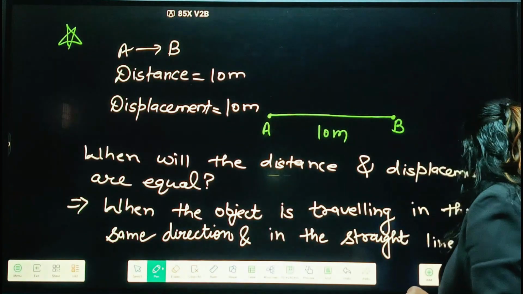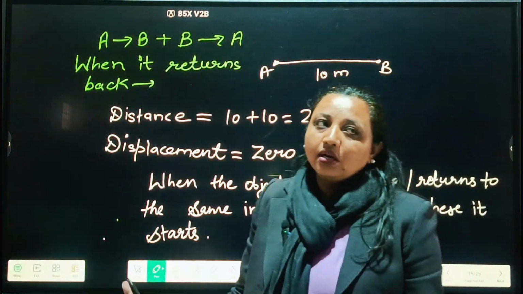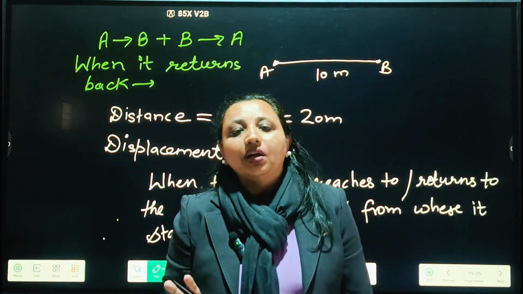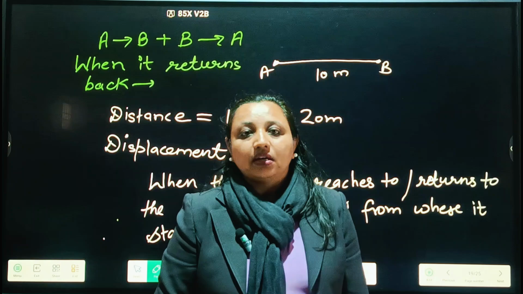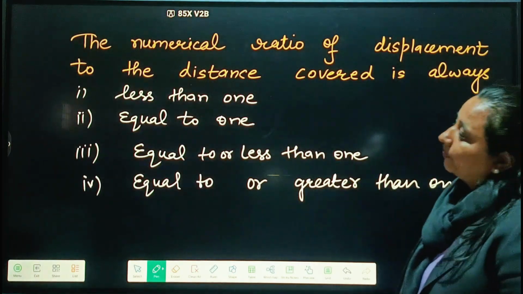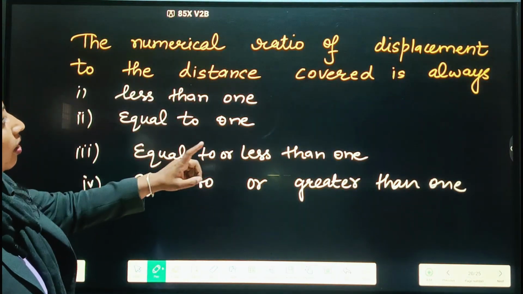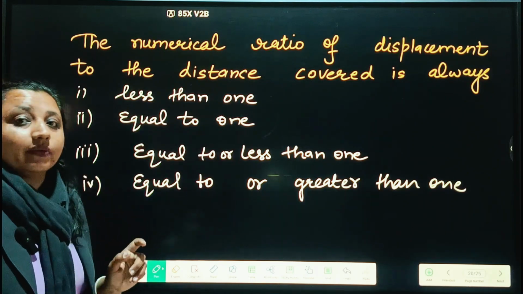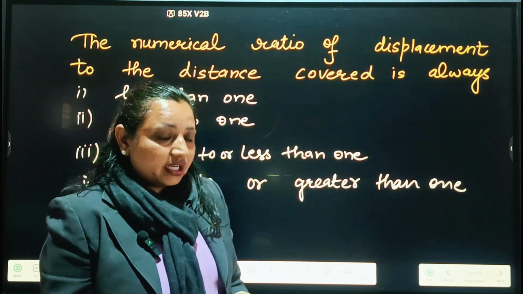ठीक है, बट इन दैट केस द वैल्यू ऑफ डिस्टेंस इज ग्रेटर देन डिस्प्लेसमेंट. सो व्हाट वी हैव कंक्लूडेड कि या तो डिस्टेंस और डिस्प्लेसमेंट इक्वल होंगे, या फिर डिस्टेंस हैज द ग्रेटर वैल्यू देन द डिस्प्लेसमेंट. ठीक है, नाउ दिस क्वेश्चन, द न्यूमेरिकल रेशियो of displacement to the distance covered is always, what we have concluded कि displacement या तो equal होगी distance की या less than होगी its value.